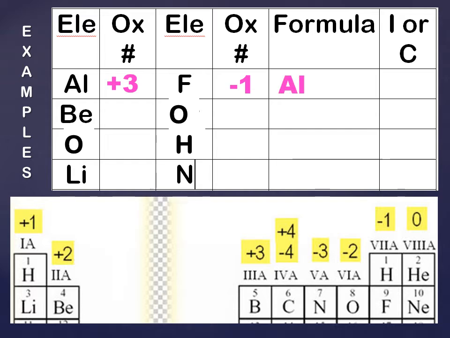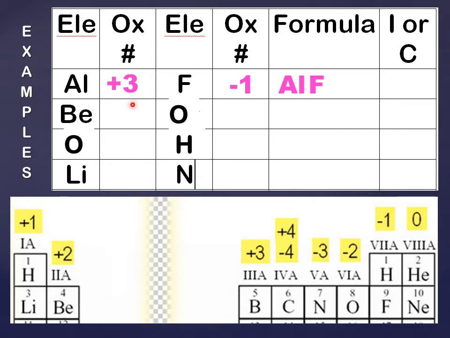Okay, so that part's easy. Now writing the formula. Things to remember. The positive ion always comes first, so we have to write aluminum first. Now, how many aluminums do you have? You have to look at the other oxidation number. You have to look at the oxidation number for fluorine. So this tells you how many aluminums you have. Now, it's not negative because the subscript tells you how many there are. Remember our counting atoms? So there's just 1 right here.